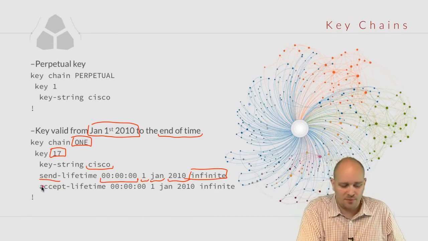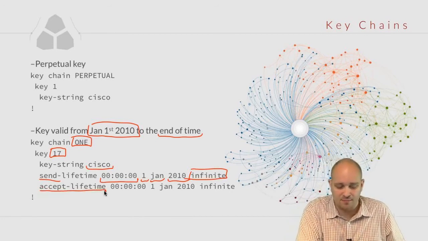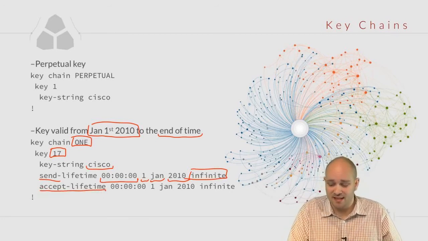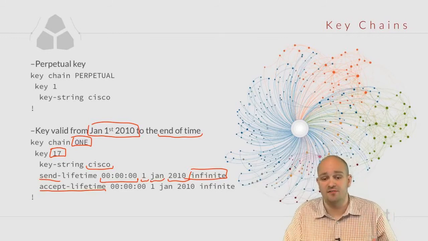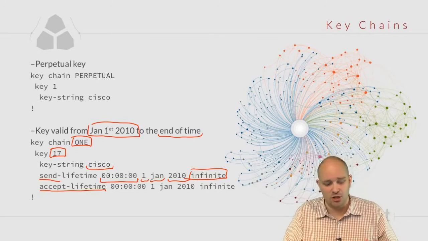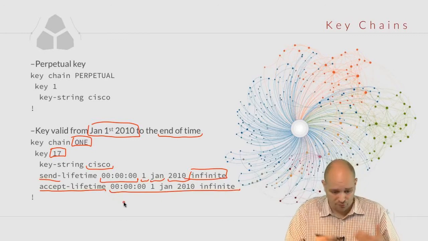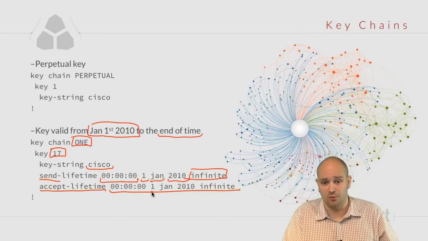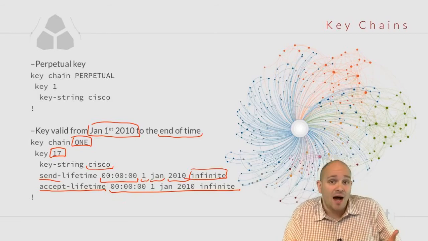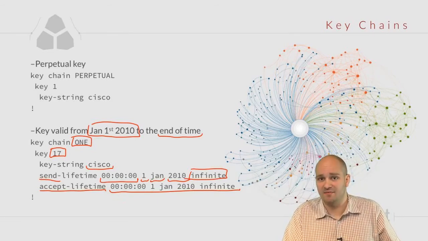And also I'm specifying the same thing as my accept lifetime. That means if I'm going to receive this key in any communication during this period of time, which is again from midnight of January the 1st, 2010 until the end of time, I'm going to treat this key as valid.